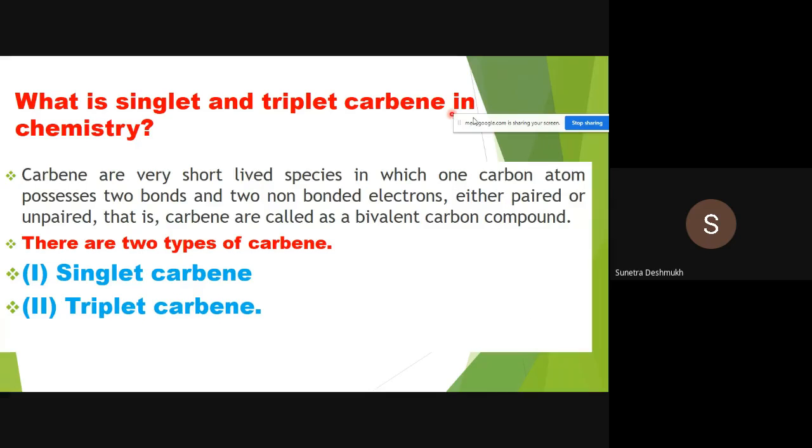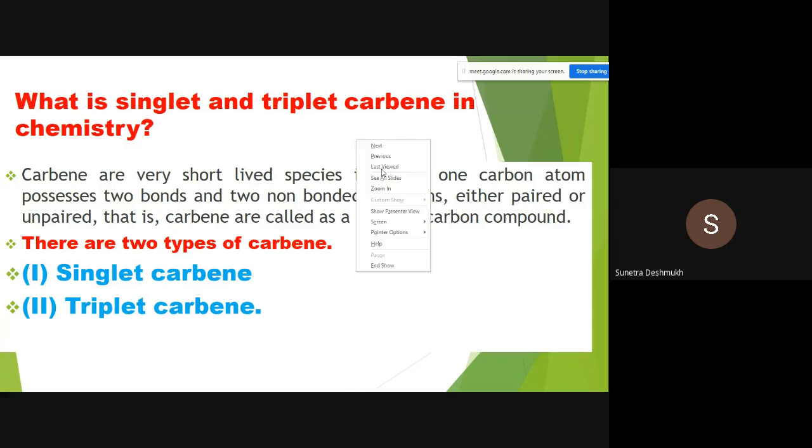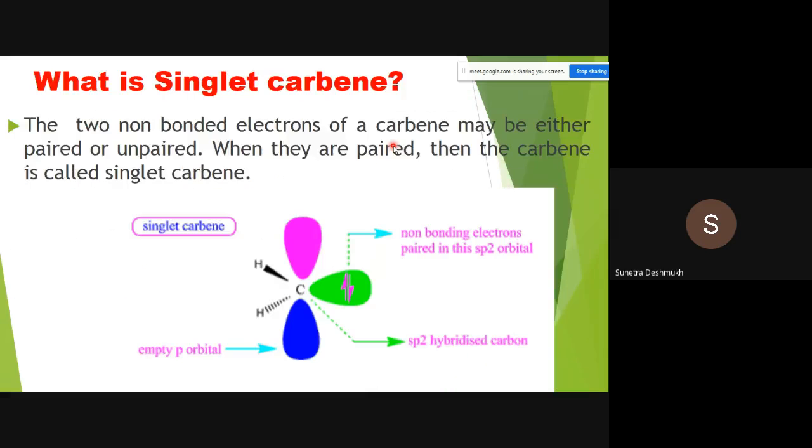Next, what are singlet and triplet carbenes in chemistry? They are very short-lived species in which one carbon atom possesses two bonds and two non-bonded electrons, either paired or unpaired. That is, a carbene is called a bivalent carbon compound. There are two types of carbene: singlet carbene and triplet carbene. This is a very important topic. What is singlet carbene? The two non-bonded electrons of a carbene may be either paired or unpaired. When they are paired, the carbene is called a singlet carbene.